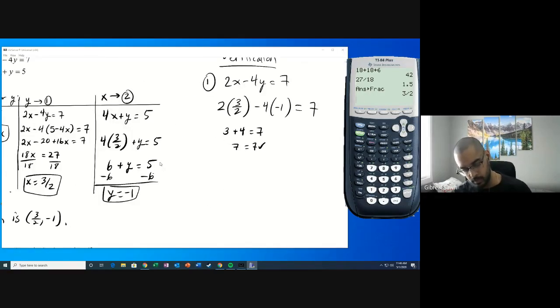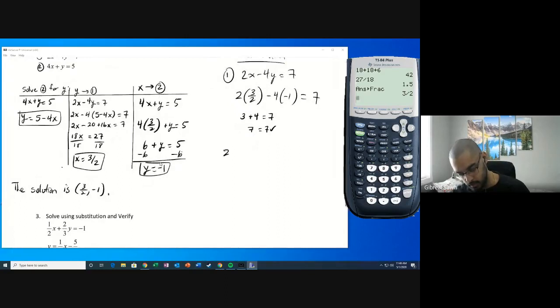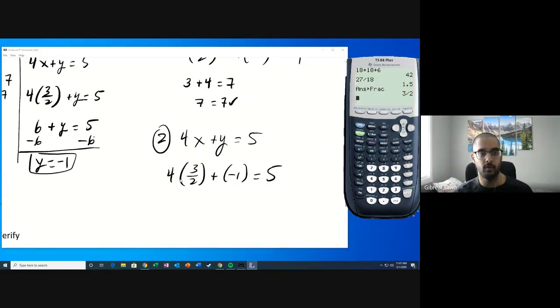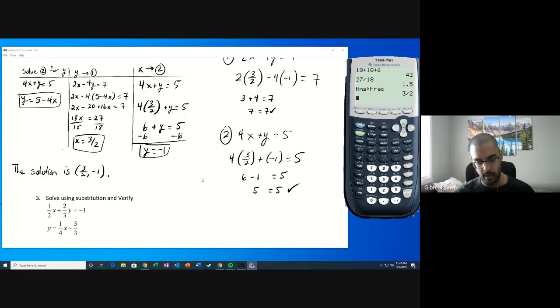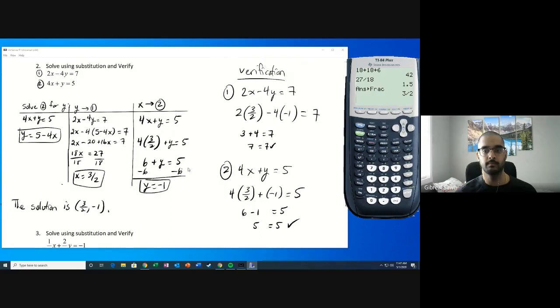Second one is 4x plus y equals 5. So 4 times 3 over 2 plus negative 1 equals 5. Now again, we already figured out before that this was equal to 6. So 12 over 2, that's 6, plus a negative 1. So that's a minus 1, should be equal to 5. And we can see that, yes, this solution does work, and it works in both equations, okay?